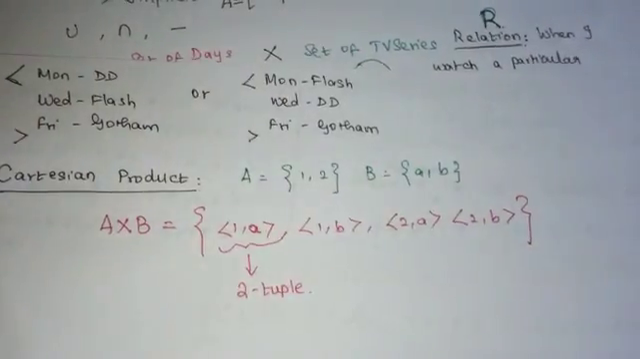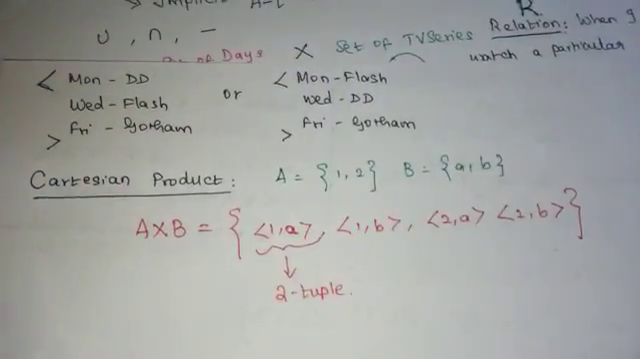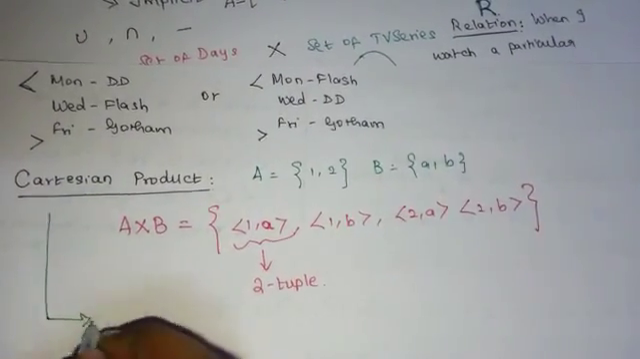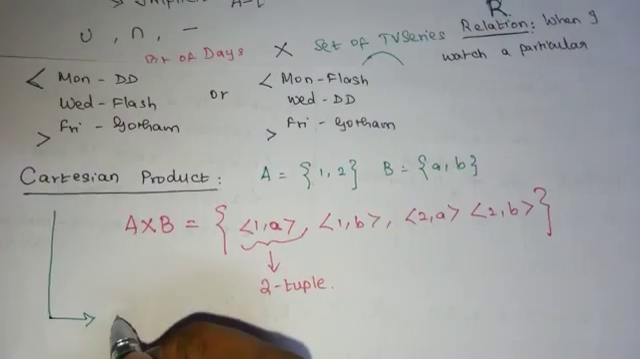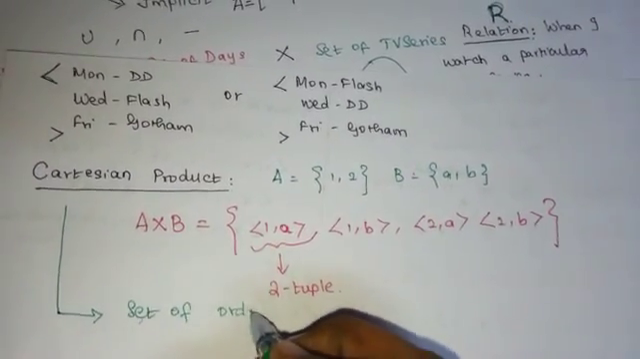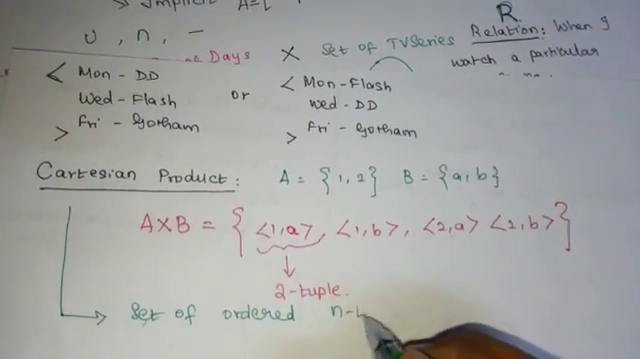Okay, so that way a Cartesian product is nothing but a set of ordered n-tuples.